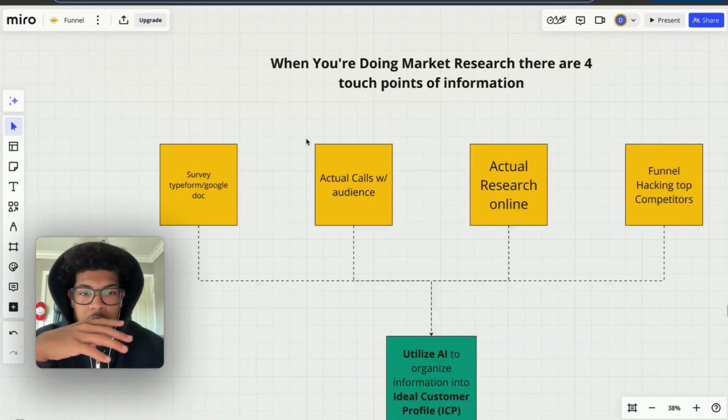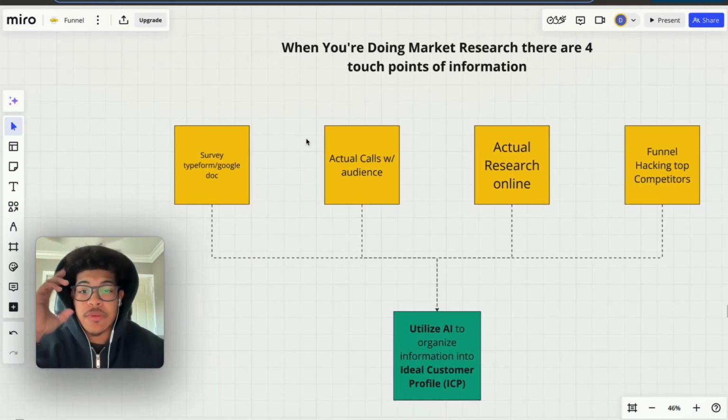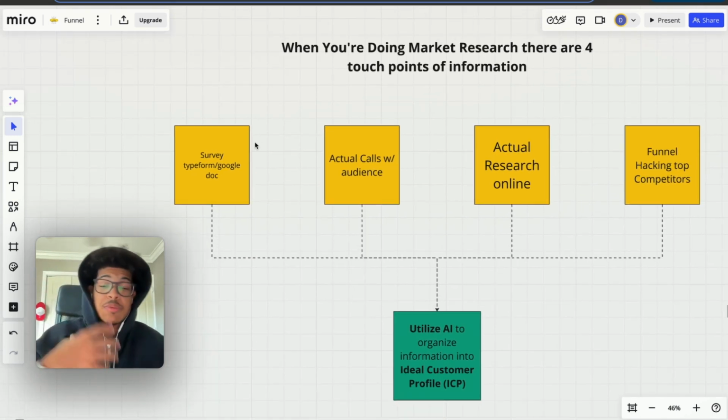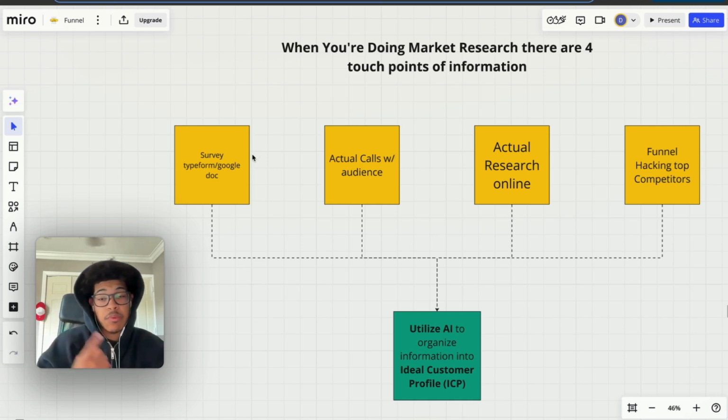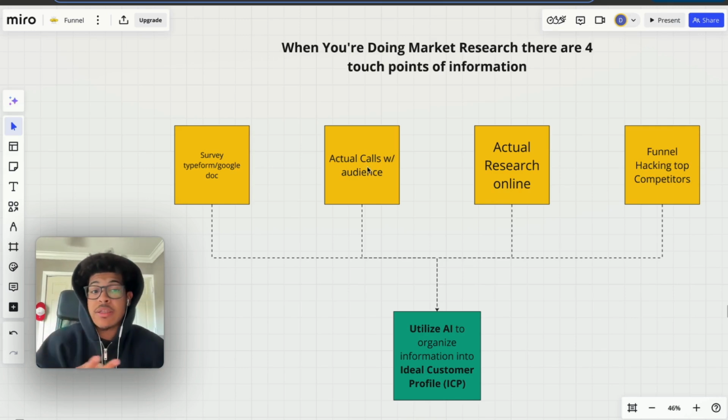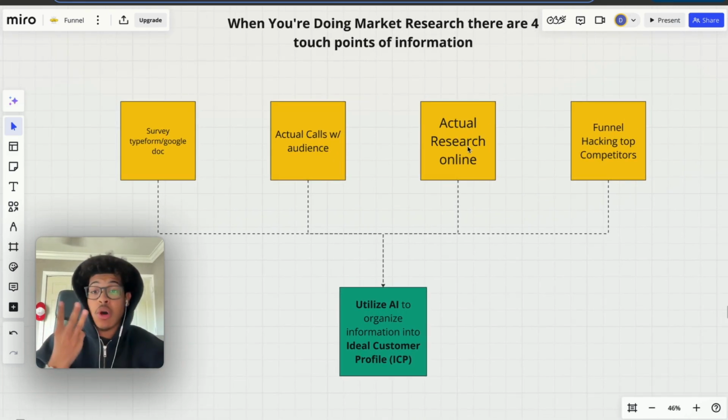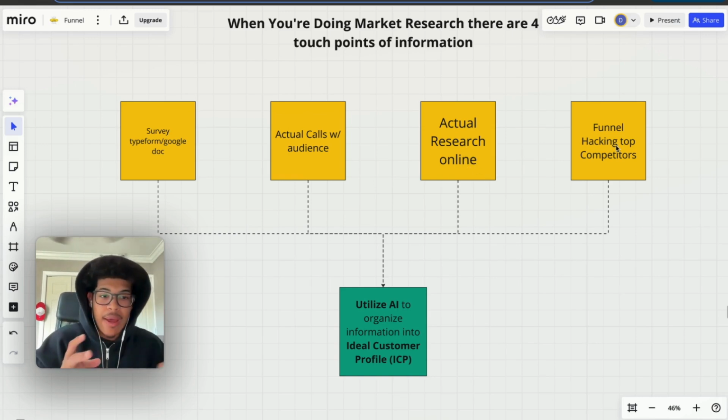So now, when you're doing market research, there are 4 touch points of information, right? Specifically, I do it through surveys like a Typeform or a Google Doc. This is one of the first things I do. Actual calls with the audience, actual research online. This is where I use Perplexity. It gets real nasty right here. Funnel hacking, right?